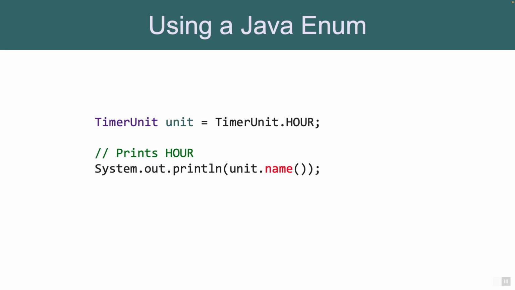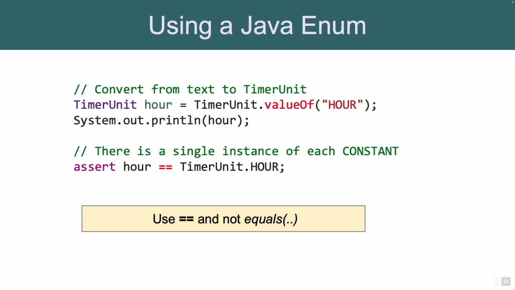So let's go ahead and look at some of the methods that can be used in the timer unit or an enum. So the first method is name. The name method in an enum actually returns the string representation of the constant. So if HOUR is a constant, it will represent a string called HOUR. And that's what this will print out, a string HOUR, H-O-U-R.